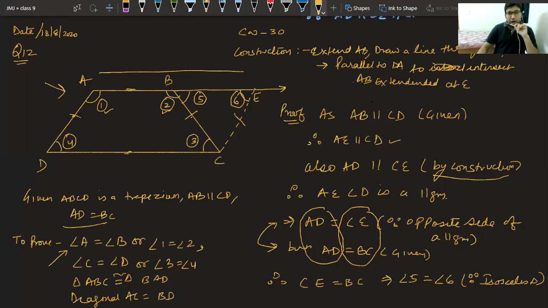Now, as I've told you, there is no direct relation between 1 and 2, but there is a relation between 1 and 6. Can you tell me what is the relation between 1 and 6? Try to think, it is very easy. Yes, class, 1 and 6 are adjacent. Angle 1 and 6 are adjacent angles, and in a parallelogram, adjacent angles are supplementary. That means angle 1 plus angle 6 is equal to 180 degrees.